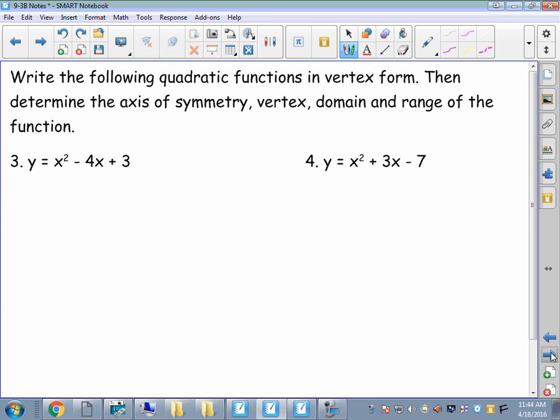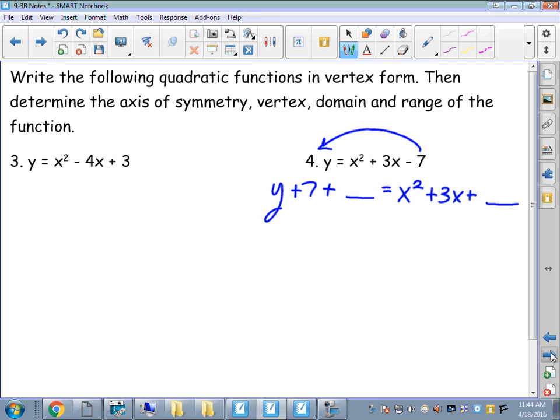I'm going to skip over number 3. I'm going to go right into number 4 because in number 4, my b value is odd. So when we take half of that b value and square it, it's going to be an ugly fraction. But in the end, it all cleans up. All right, so I'm going to move out old c. Y plus 7 plus a space for my new perfect c is equal to x squared plus 3x plus new perfect c.